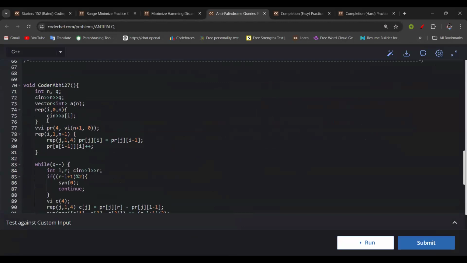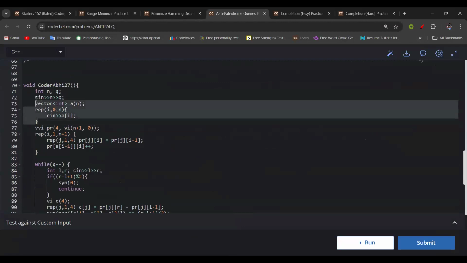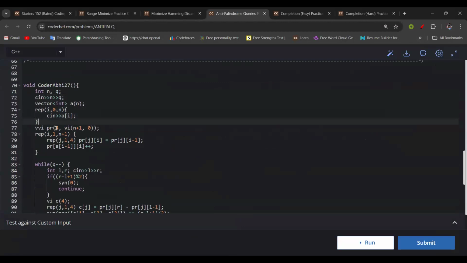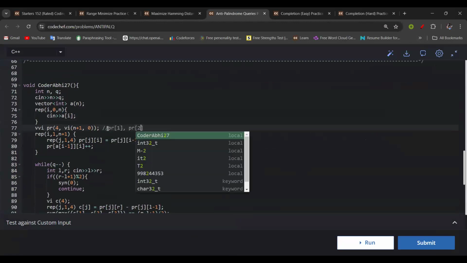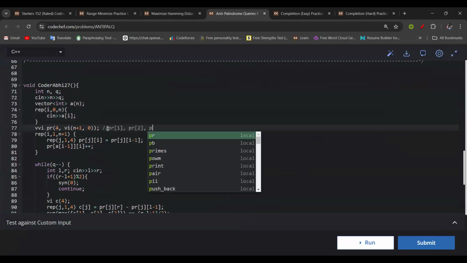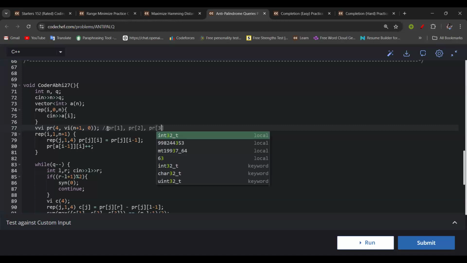Okay, let's move to the code. So this is the input part. Then instead of storing three prefix arrays, I'm using a 2D prefix array, so basically a 4 cross. Prefix of 0 does not denote anything, but prefix of 1 stores my prefix array for the count of 1, and prefix of 2, prefix of 3. So these are the three.